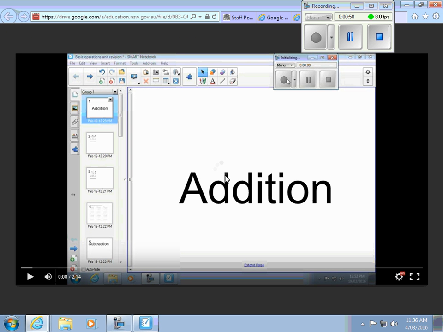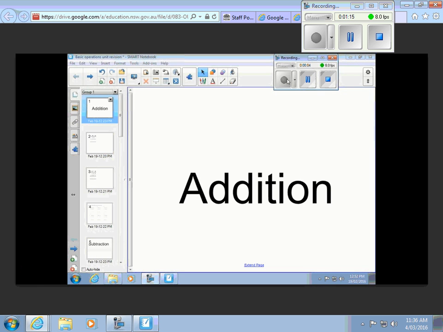So here we go, it's just loading, and hopefully this is going to play. Hopefully there's not a problem here with the volume. It's buffering.